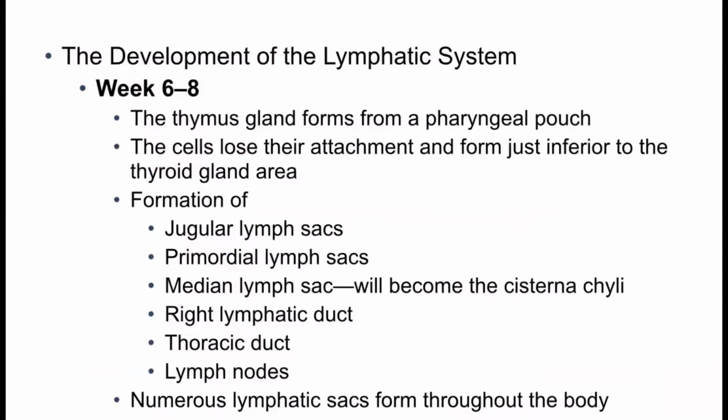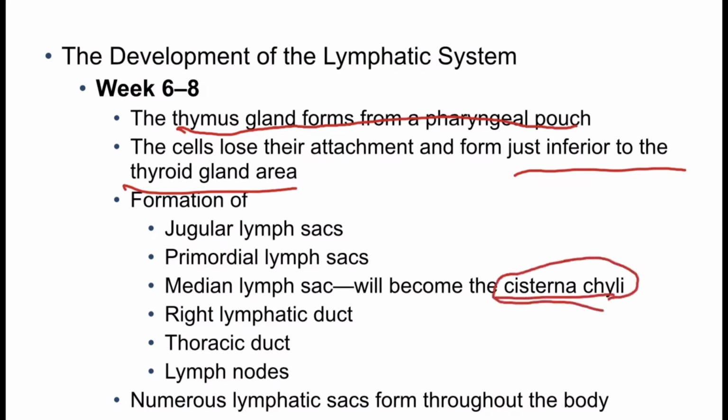The lymphatic system develops. The thymus gland forms from your pharyngeal pouches. The cells attach just inferior to the thyroid gland. You have the formation of your jugular lymph sacs, primordial lymph sacs, and median lymph sacs. We call the cisterna chyli. Remember, the cisterna chyli is the starting point of your lymphatic system. Then the right lymphatic duct and the thoracic duct.